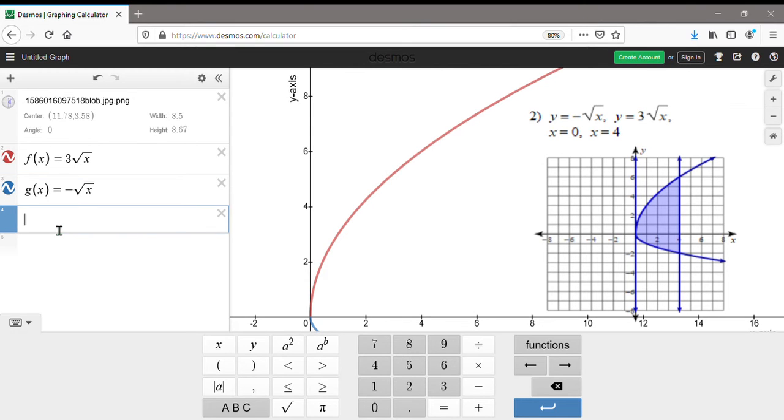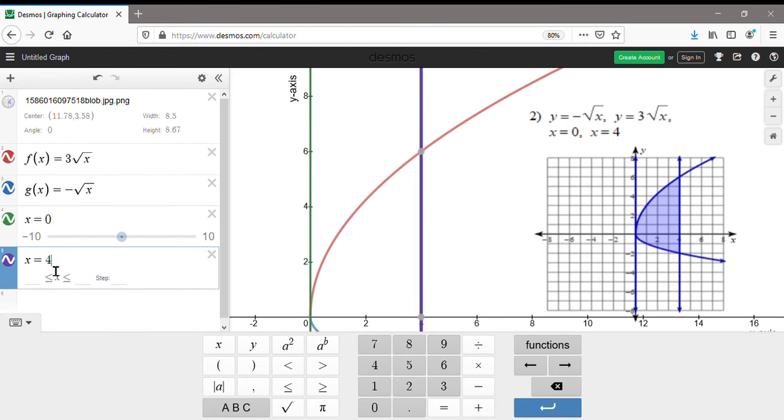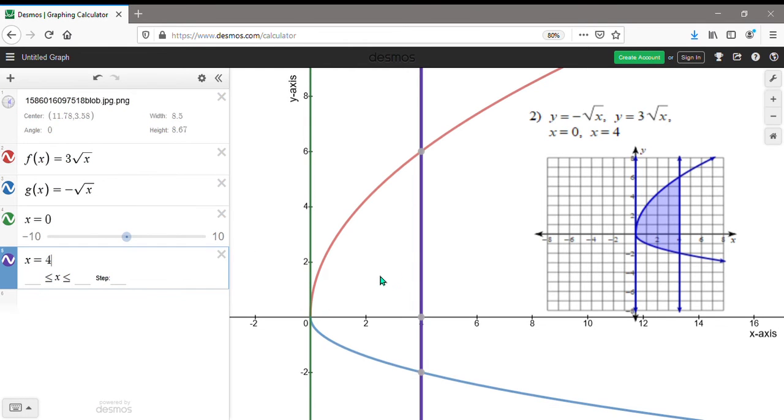It's not necessary as far as the calculations we have to do, but just for visual emphasis of the graph that we create matching what's given to us in the problem, I'm going to do x equals 0. It's a vertical line for the left bound. x equals 4 is a vertical line for the right bound. So this area in here is what corresponds to that.